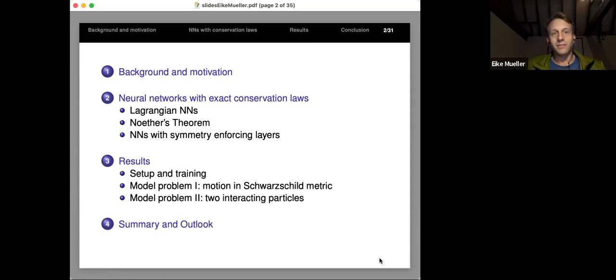Okay, perfect. So I just want to give some background and motivation on why I've been looking at this. And then in the core part of my talk, I'll talk about the techniques for incorporating these conservation laws into the architecture of neural networks. There are two key ideas. One of them is Lagrangian neural networks, which is a very recent idea. And the other idea is about 100 years old, and that's Noether's theorem. Putting this together will allow us to build symmetries into neural networks.